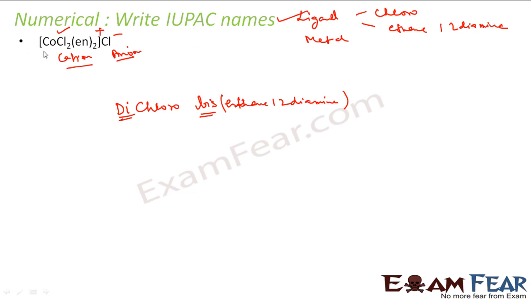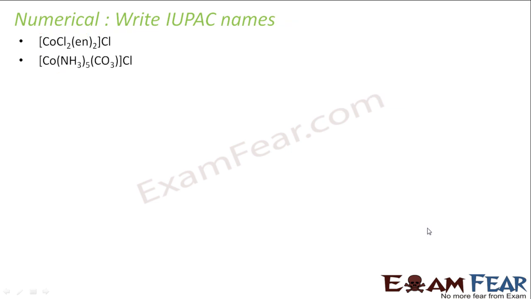Then metal. Metal is Co. Co is what? Cobalt. What is the charge on cobalt? If we find it, the charge on cobalt is +3, because these two chlorines get -2 charge, this will be 0 charge, and this will be -1. So overall it will be +3 charge. So I'll write +3. I am done with the cation part. The anion part is chlorine, so I'll write chloride here. Simple.